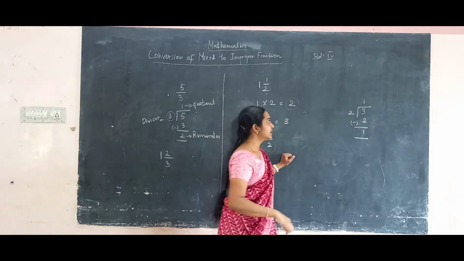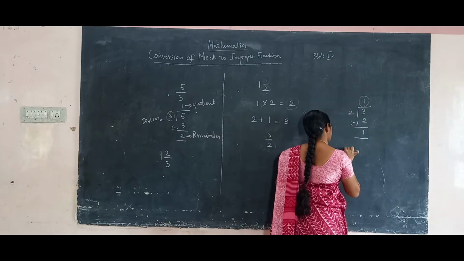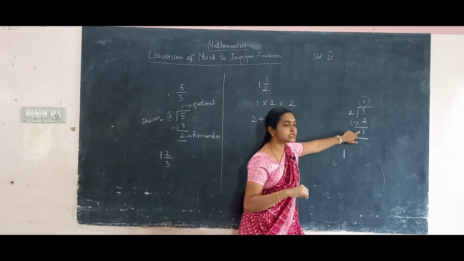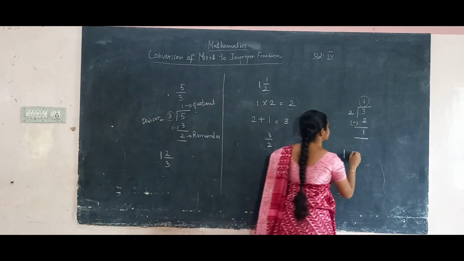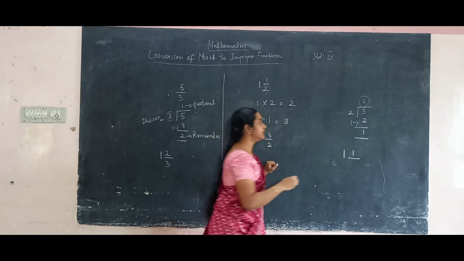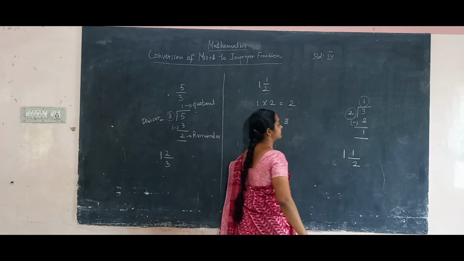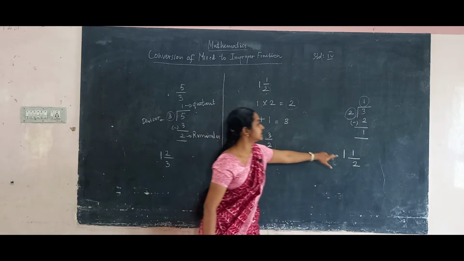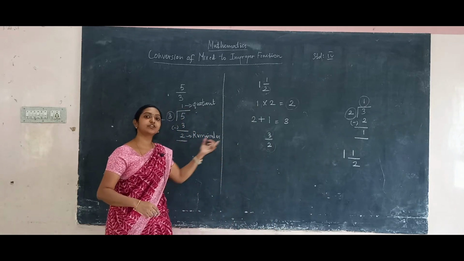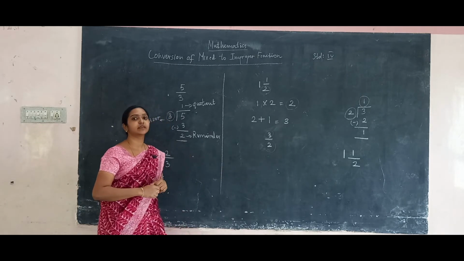We should write the number in the quotient as the whole number. Next, the number in the remainder as numerator. So write that number in the numerator and the denominator is nothing but the divisor. We have got the same answer here. We can convert improper fraction into mixed fraction and mixed fraction into improper fraction in this way.